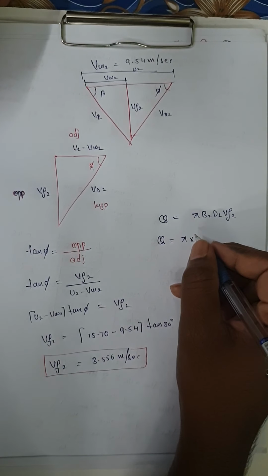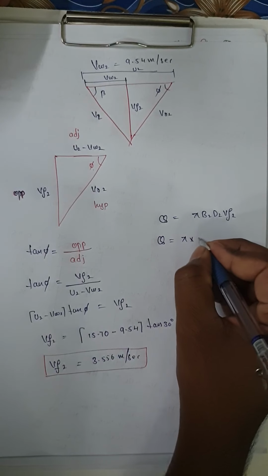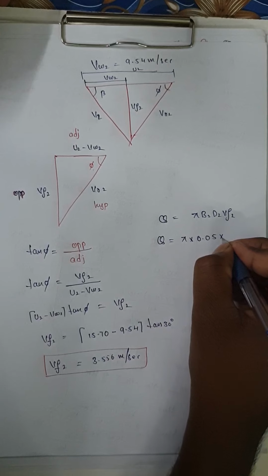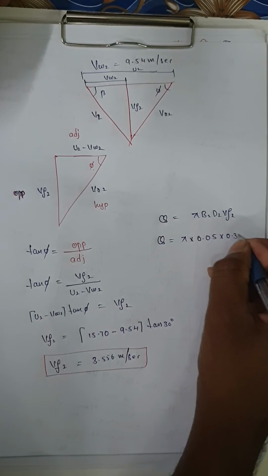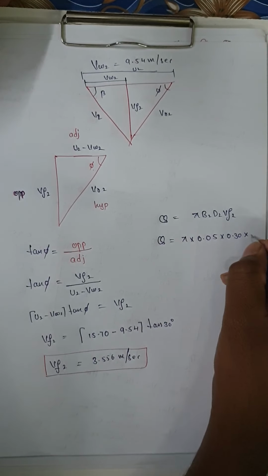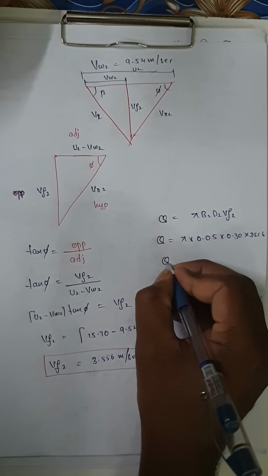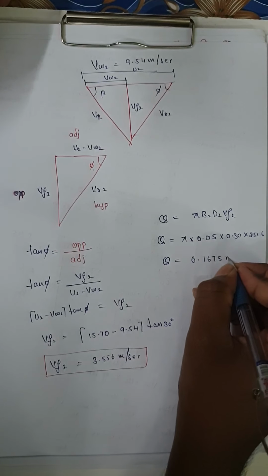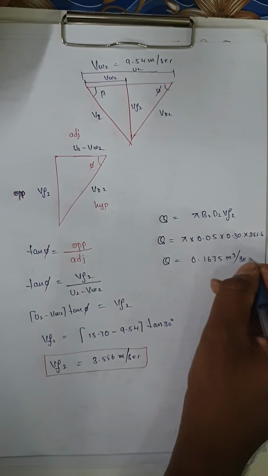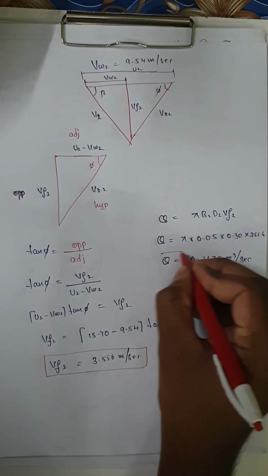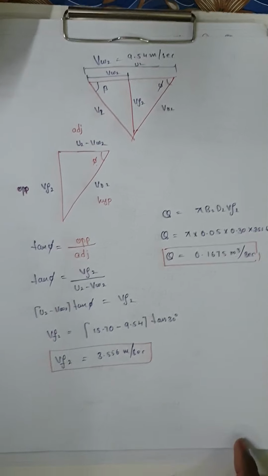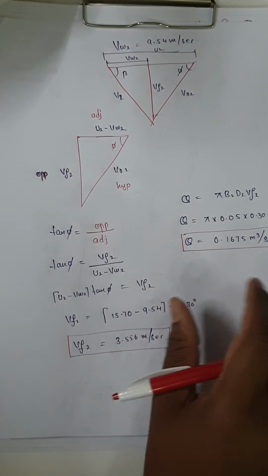How much is given? B2 value is 0.05. Diameter value is 0.30, and just now you got the value of 5.6. If you solve this one, you will get 0.1675 meter cube per second. This is the value of discharge. This is VF2, and the discharge value is given.